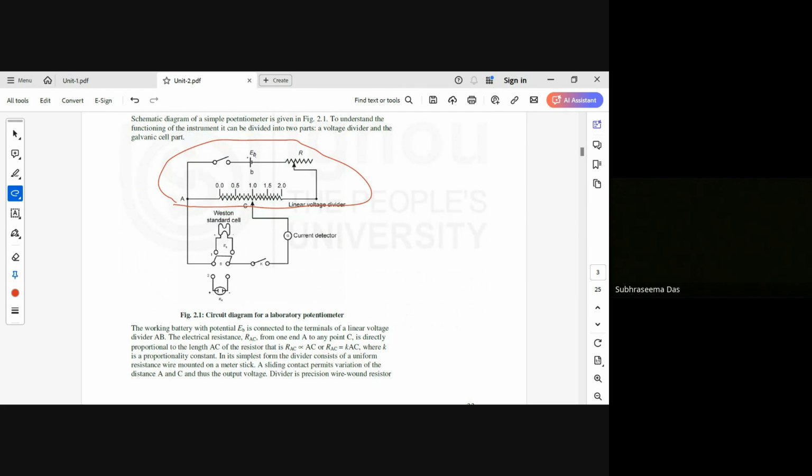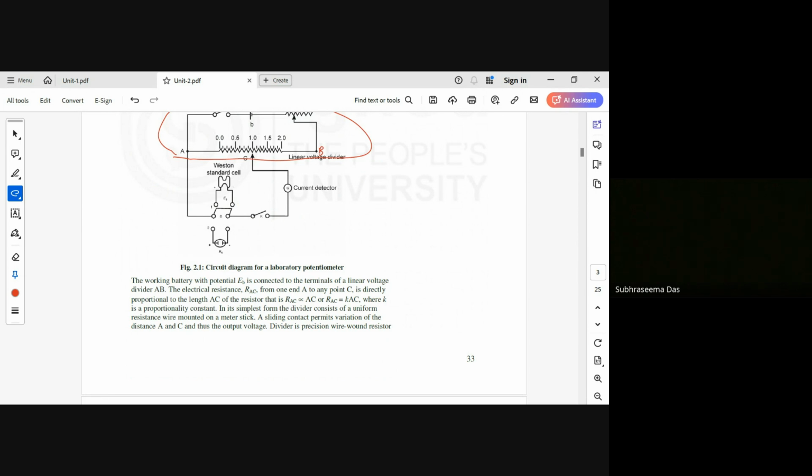The working battery has a potential EB. It is connected to the terminals of a linear voltage divider, that is A and B. So in AB, we have a linear voltage divider. The electrical resistance from A to C is directly proportional to the length AC. That is, RAC is equal to K times AC, where K is the proportionality constant. In the simplest form, the divider consists of a uniform resistor mounted on a meter stick.